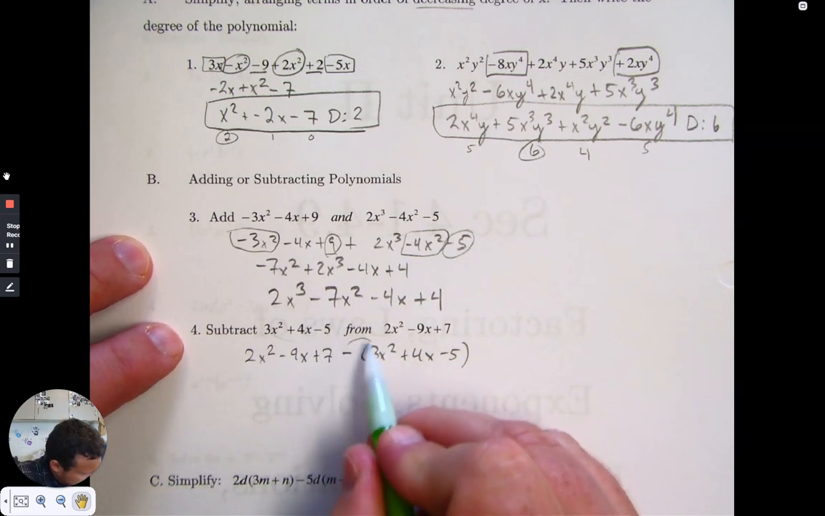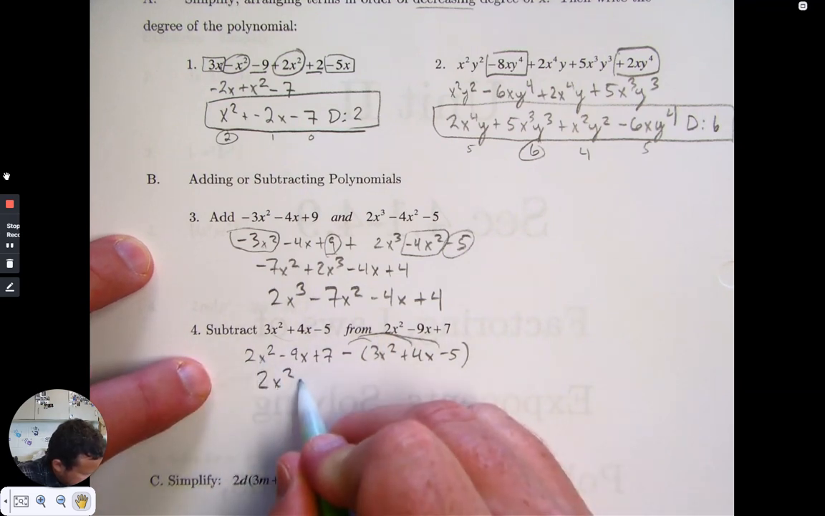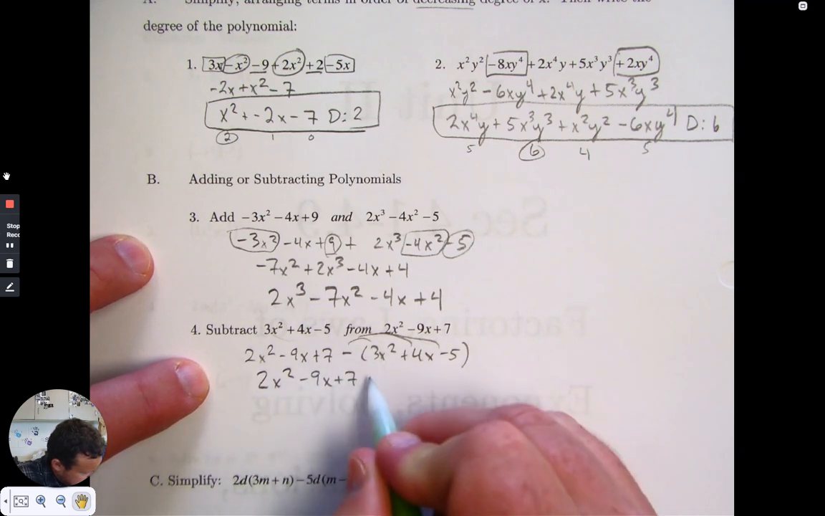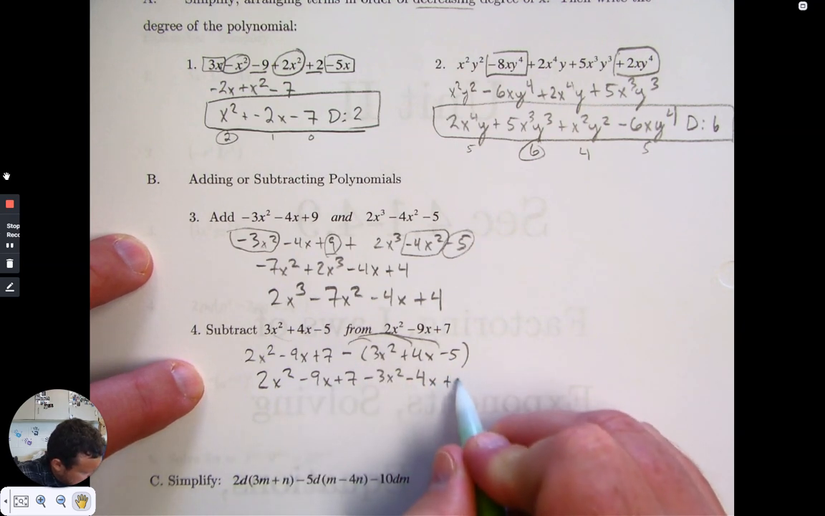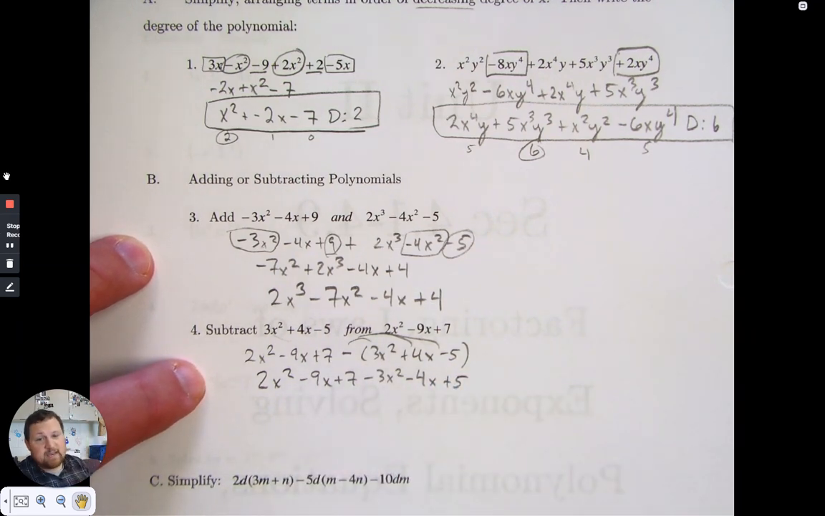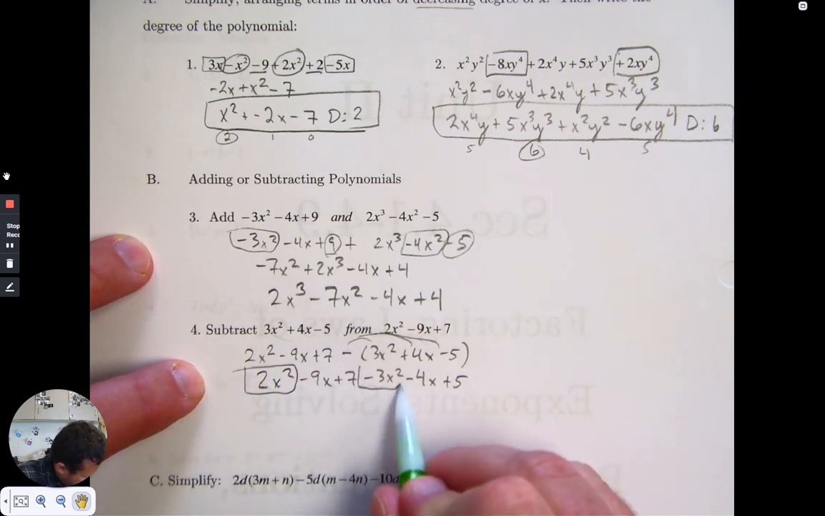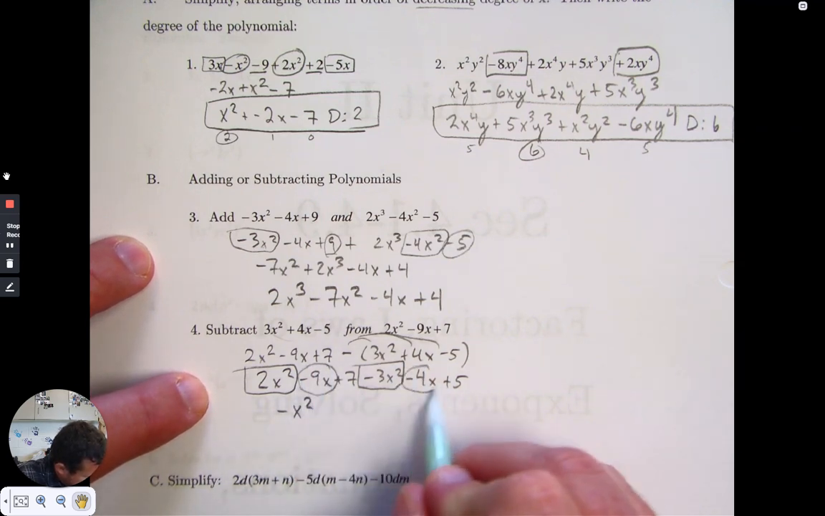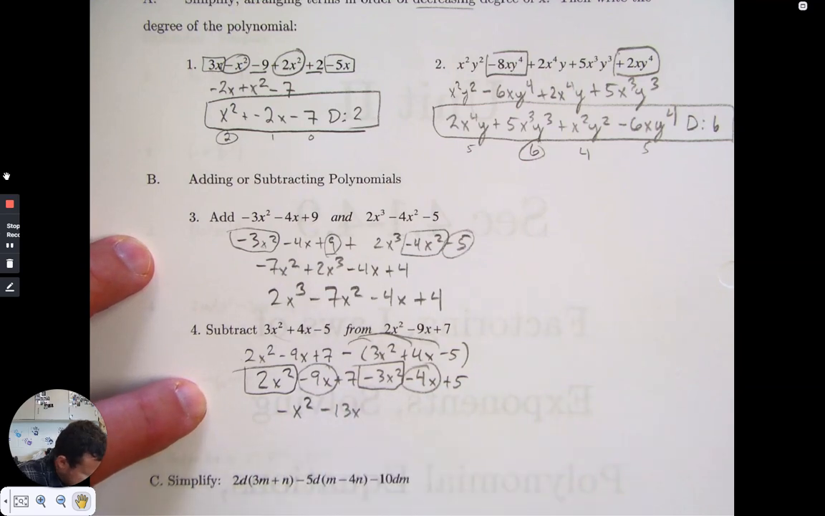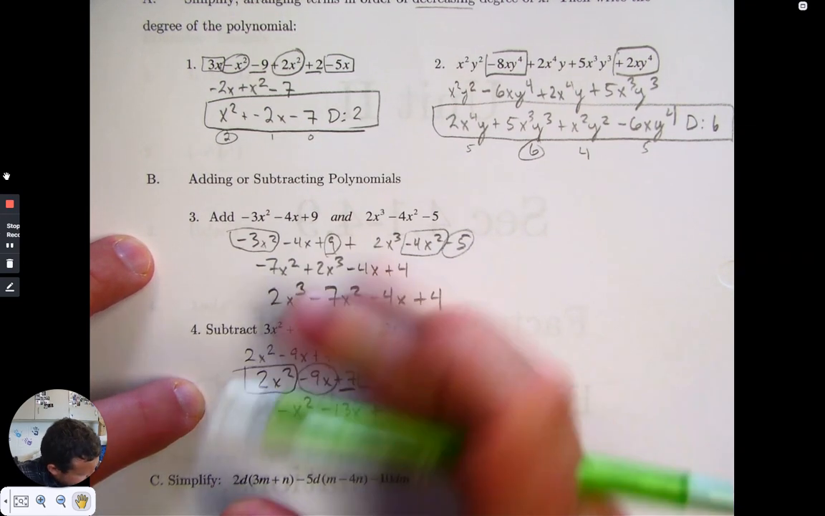Now we have to make sure that we distribute this minus through the entire thing so we don't combine like terms wrong. So I'm going to bring down the 2x squared minus 9x plus 7, and that's going to be minus 3x minus 4x, and then minus the negative is actually plus 5. So at this point, now we can combine like terms. So we have our 2x squared here with a negative 3x squared there, which leaves us with a negative x squared. We have a negative 9x and a negative 4x, which leaves us with a negative 13x. And then last but not least, we have this positive 7 with this positive 5, which leaves us with plus 12.